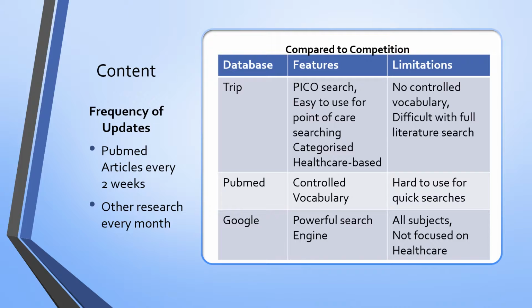I have also included a table on how it fares with competition. TRIP's features include PICO searching, ease of use for point-of-care searching, and being categorized and healthcare based. Limitations include no controlled vocabulary and difficulty with full literature searches. Compared to PubMed, which has controlled vocabulary but is hard to use for quick searches. With Google, as we know, it is a powerful search engine, but it includes all subjects and is not focused on healthcare.